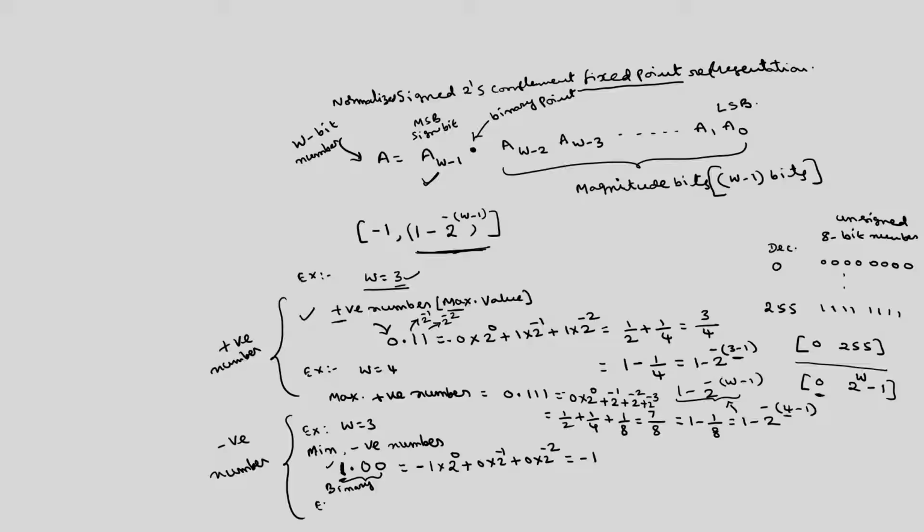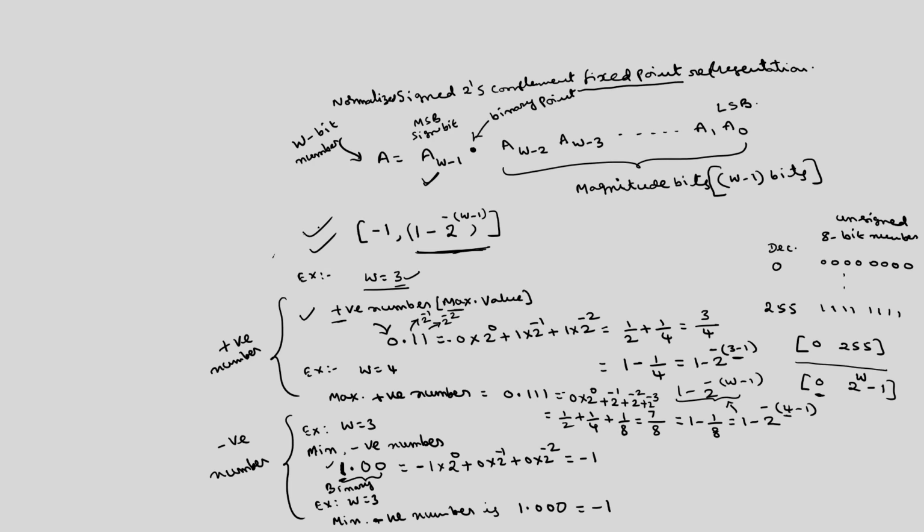If I take w is equal to 4, also the same: the minimum negative number is 1.000, which is equivalent to minus 1. So, this is how the range of these numbers is limited, but the advantage of this is that we can neglect the intermediate overflows if the final result is within this range. Okay.